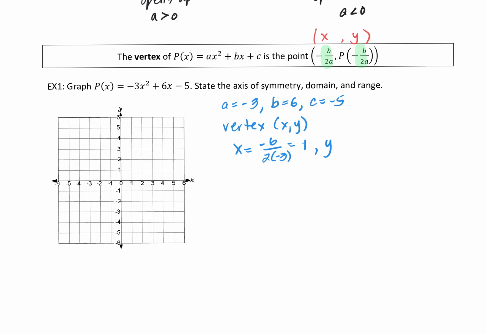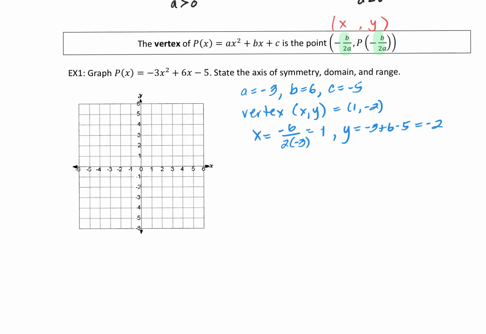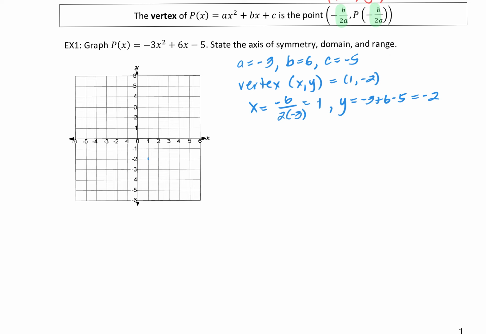So I'm going to take that +1 and put it back in my function for x to get y, which would be equal to -3 plus 6 minus 5. So it looks like y is going to be -2. My vertex is the point (1, -2). I'm going to graph that. And I know that a is negative, so this is going to open down. So I simply have to draw a parabola opening down from my vertex.